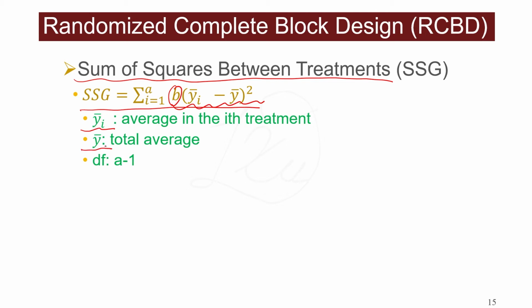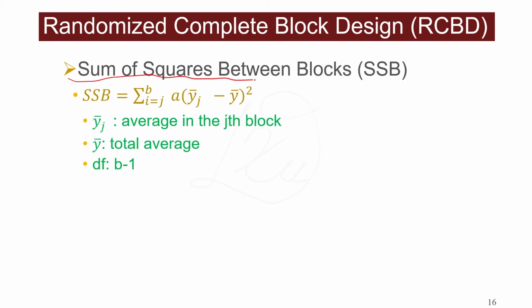The degree of freedom is A minus 1. The sum of squares between blocks is calculated using this equation. You sum up this term for each of the B blocks. A is the number of treatments. Y bar J is the average in the jth block, and Y bar is the total average for all observations, and the degree of freedom is B minus 1.